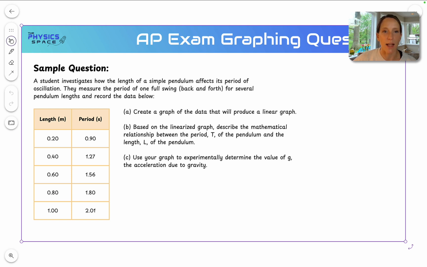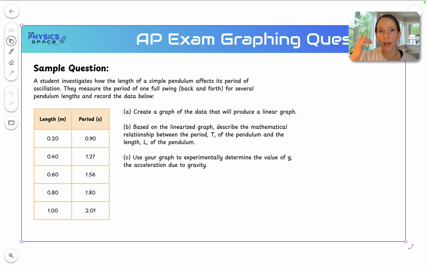we have a student who's investigating how the length of a simple pendulum affects its period of oscillation. They measure the period of one full swing for several pendulum lengths and record the data. So we have a data table here. We want to create a graph of the data that will produce a linear graph. Based on that linearized graph, describe the mathematical relationship between the period and the length. And then we're going to use our graph to experimentally determine the value of g, the acceleration due to gravity.